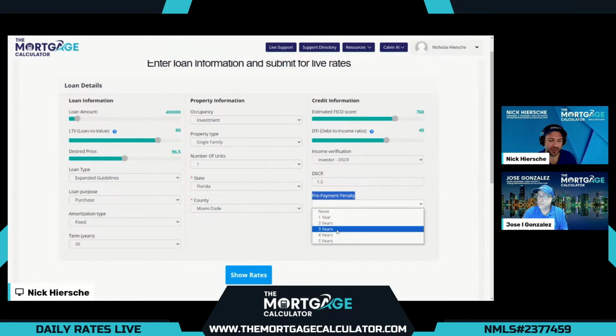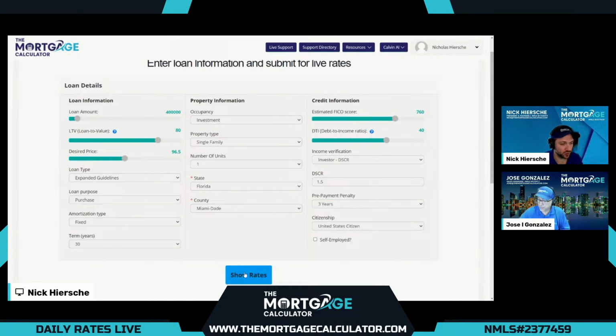3 years is standard, so that's what we always choose to show the most options. There are some programs that allow zero prepay that will cost more and limit the programs. And there are some programs that allow 5 years that will limit what shows up, but does save our customers some money. 3 years is standard. That's what we use for the demo, so we can see the most common options.